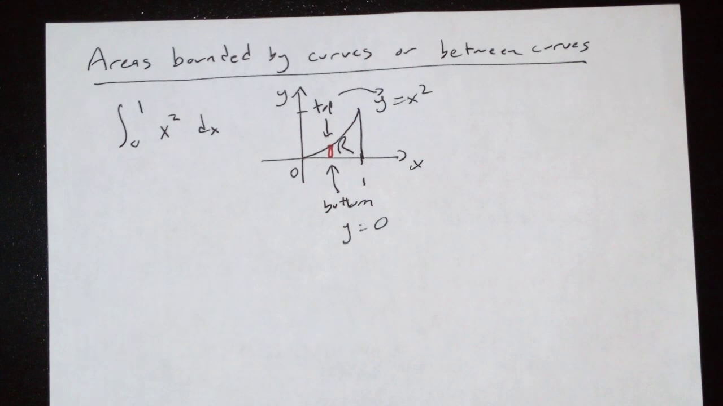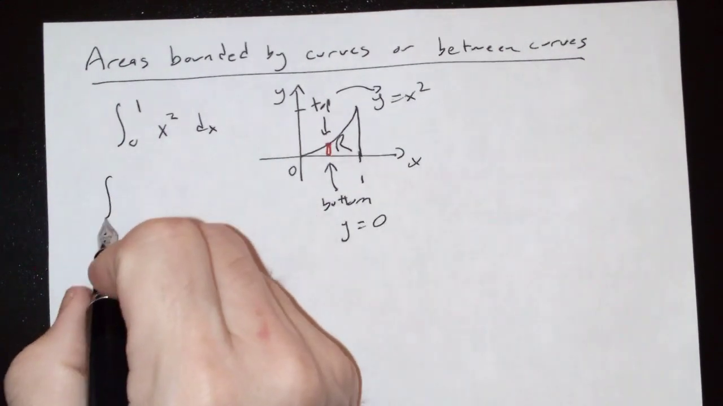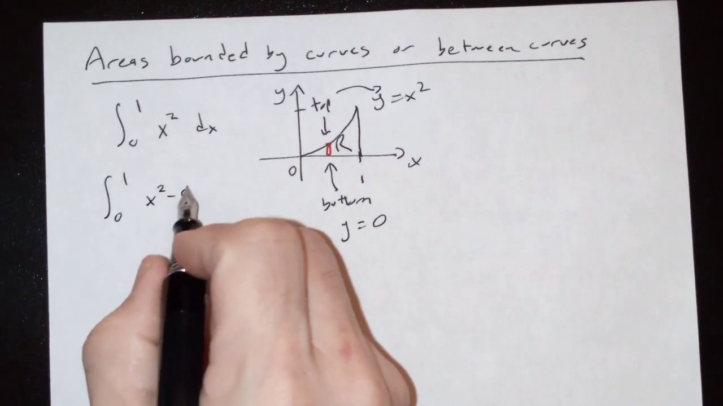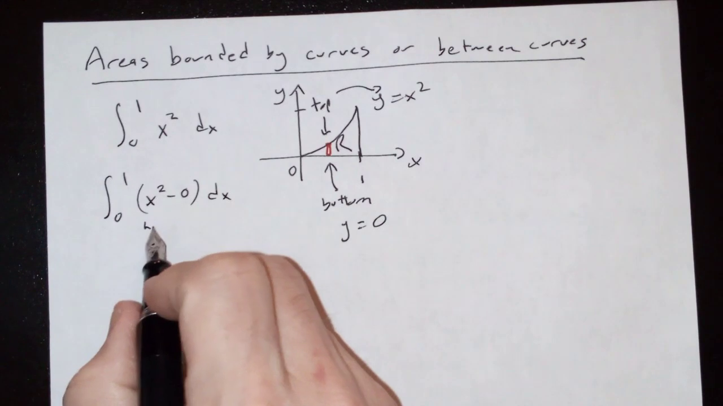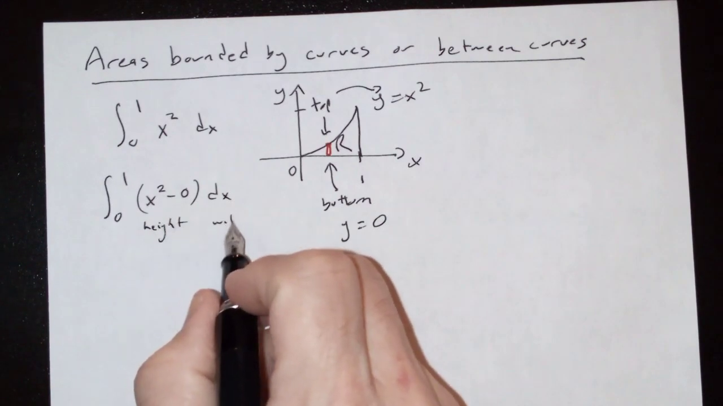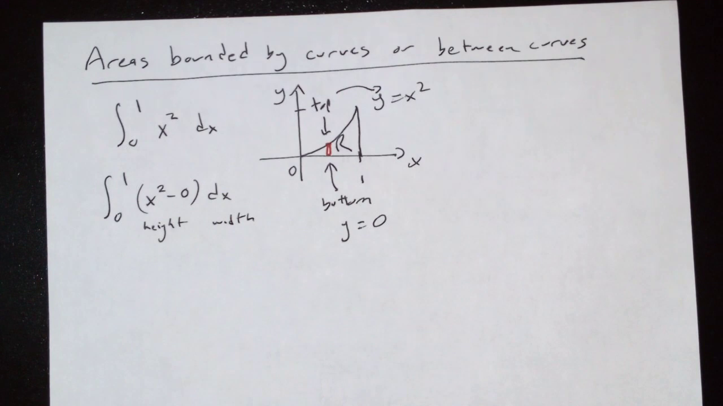So I can think of the height of this rectangle as x squared, but I can also think of the height of this rectangle as x squared minus 0. See how I get that literal behavior of a rectangle, height times width? And the height is the difference in the y values. My choice was to use the x-axis. We defined area under a curve.